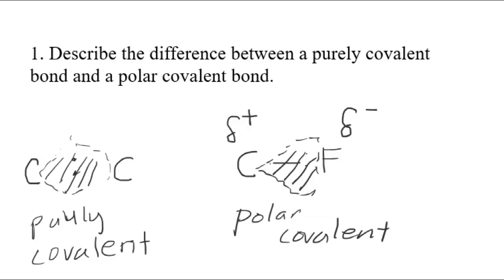And that makes one side of the bond have a higher charge, or a lower charge, in this case a negative charge, than the other. And that's like a little tiny magnet. And we call that a polar bond. So it's polar. Just like the Earth has north and south poles, we have polar bonds.